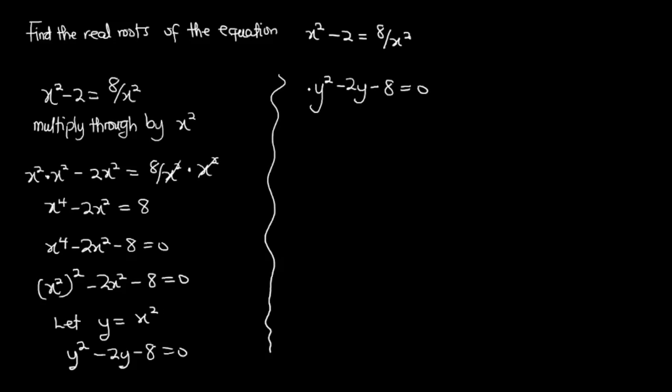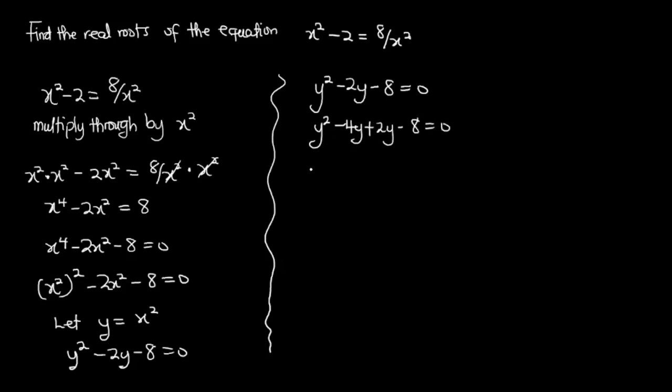From here, I multiply the coefficient of the y squared term, which is 1, by 8. So it will give me negative 8. Now which two numbers will I multiply to get negative 8, but if I add them, I'll get negative 2? Alright, so if you look at it, 2 and 4 will do that, but one of them has to be negative. So negative 4 and positive 2 will give you negative 8, but if you add them, you get negative 2. So I have here y squared minus 4y plus 2y minus 8 is equal to 0.